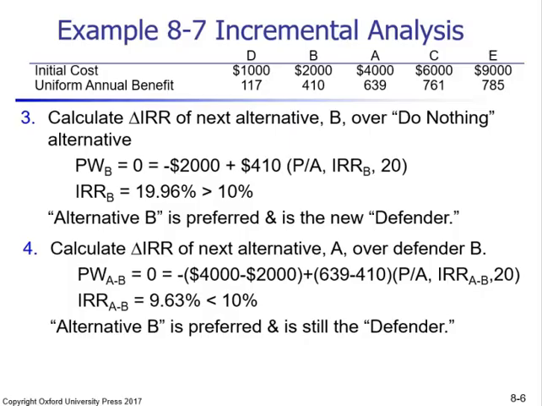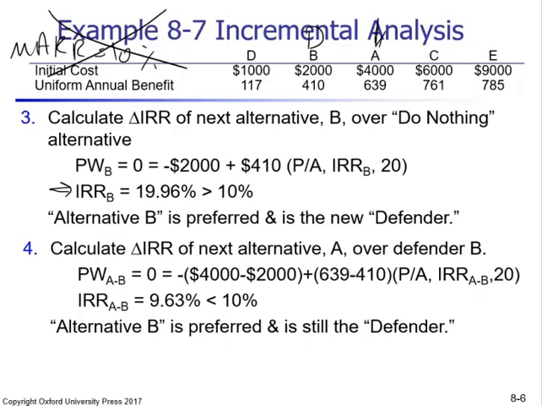Okay, we go for option B, alternative B, 2,410, 20 years. And wow, the internal rate of return is 19%, about 20%. It is greater than the MARR of 10%, so MARR is out. It is not the defender anymore. Now we have B as our defender with 1996. And after that, we continue to A.